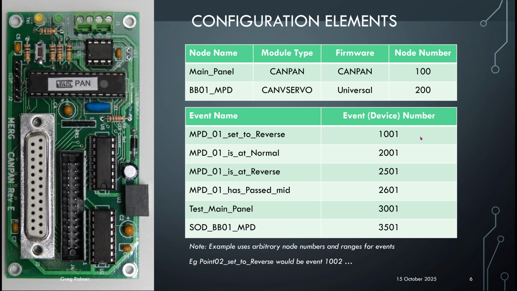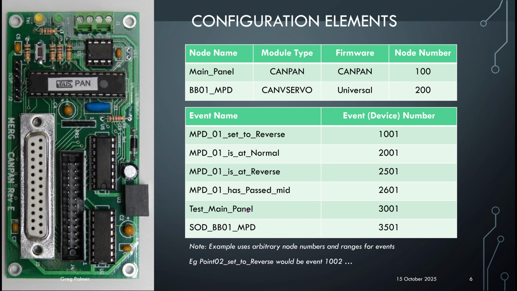Why did I use a big chunk of different ranges here? The answer is pretty simple. If I come along and want to do MPD02, I'll be 1002, MPD03, 1003. So I can easily extend those numbers through there and all my points will be together in the number order. Not important, probably one of those OCD type things. I do like to do things that way though.